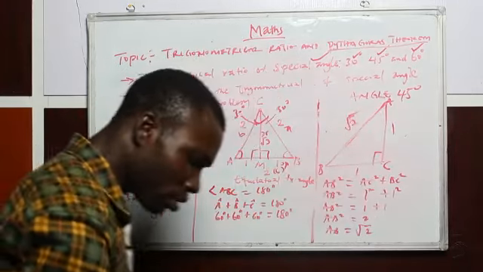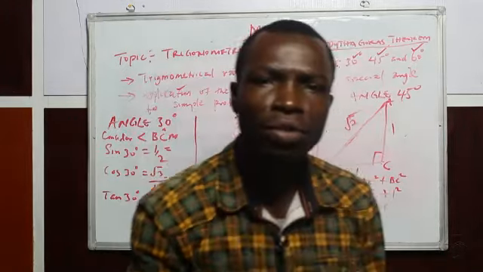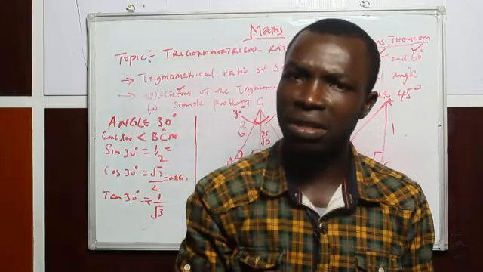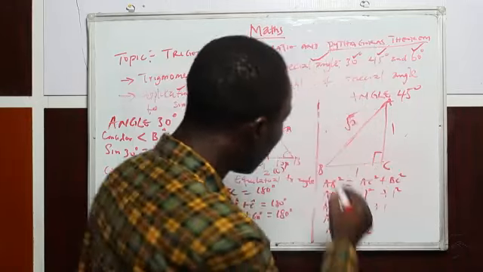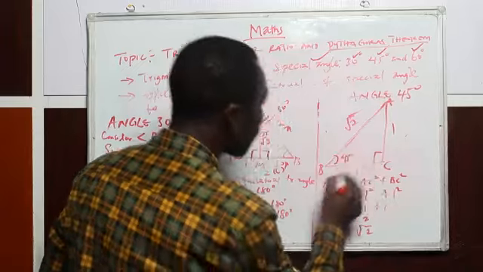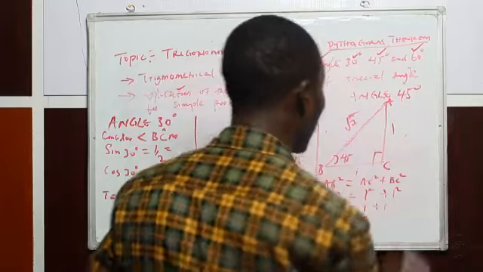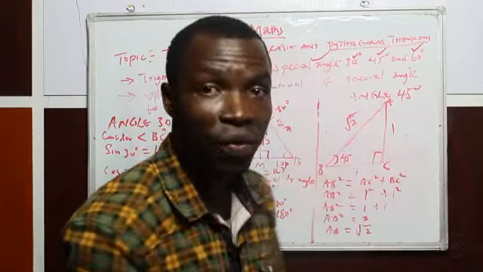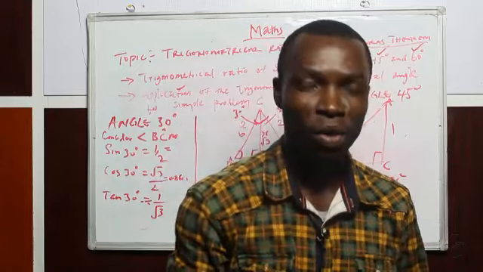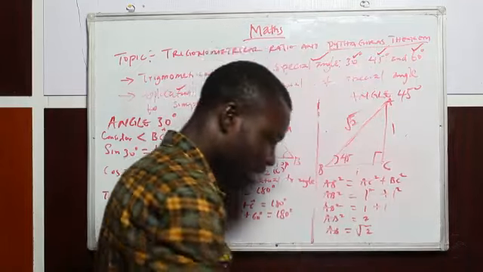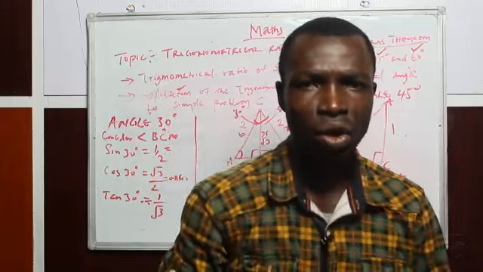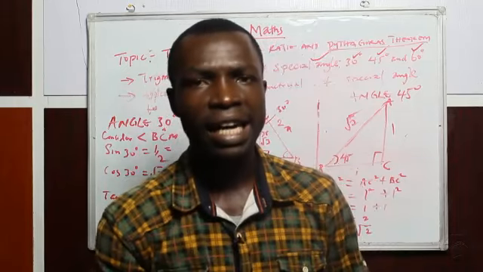Now, the sum of the other two angles in a right angle triangle is equal to 90 degrees. Therefore, this place is equal to 45 degrees. If this place is 45 degrees, this place will be 45 degrees. 45 plus 45 will give us what? 90 degrees. Wow. This is an isosceles triangle, where two sides are equal.